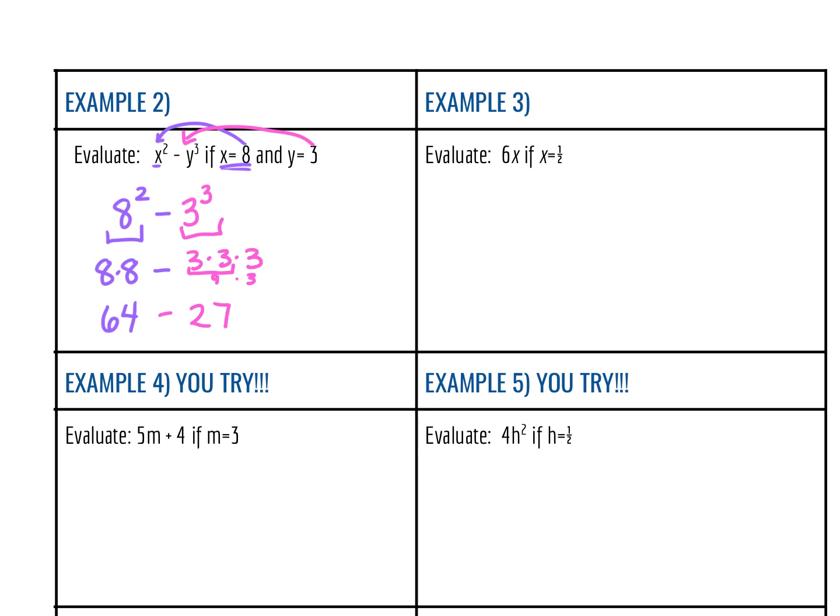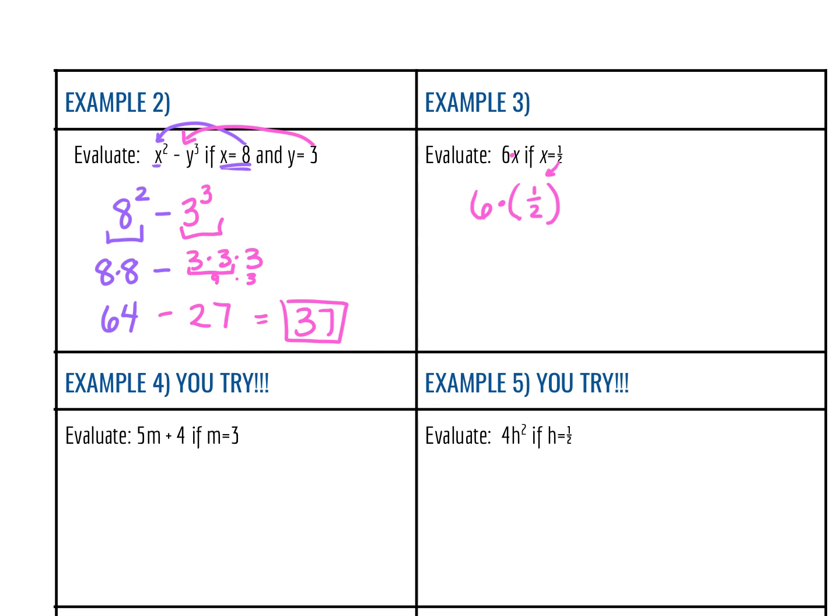So 64 minus 27 is 37 is your final answer. All right, let's go to example 3. We have 6, remember this is times x. So I'm going to put a parentheses. You can put the dot if you want to, but you don't have to. So when I see a variable, sometimes I like to just put my parentheses there. And I'm going to substitute in 1/2. So I have 6 times 1/2.